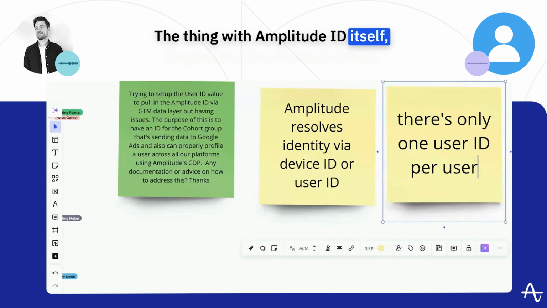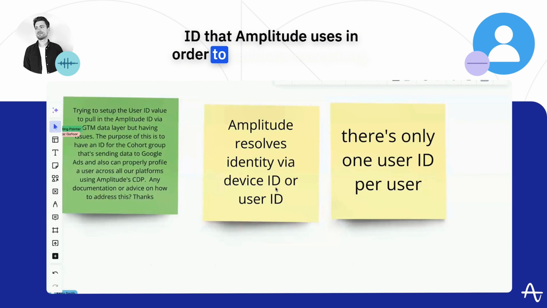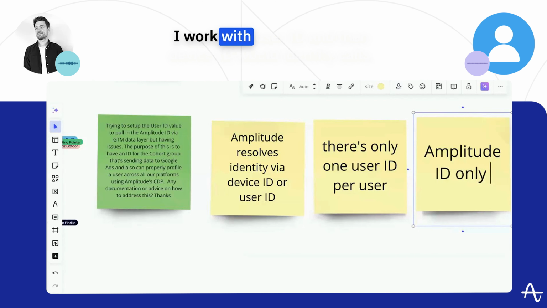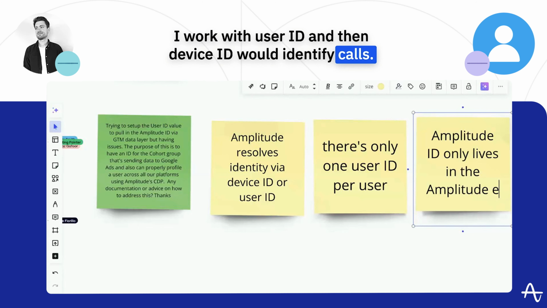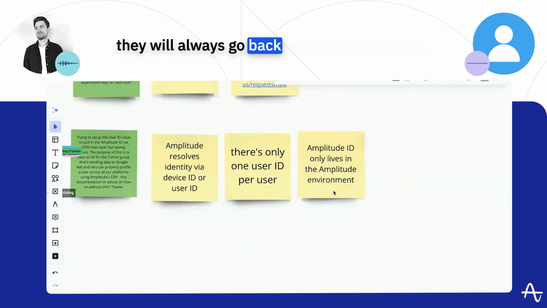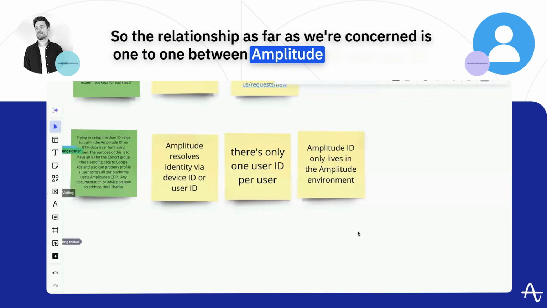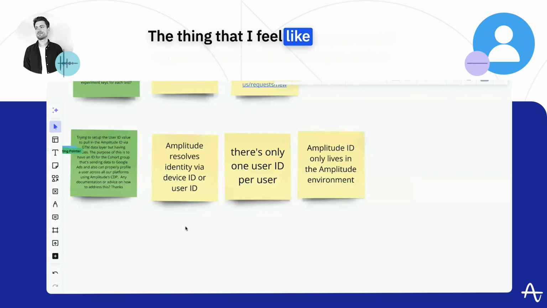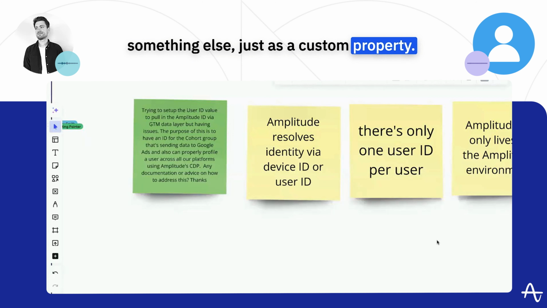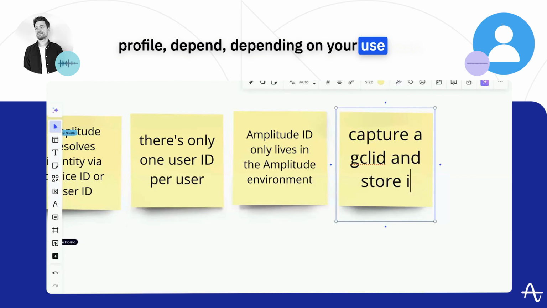Amplitude ID itself is the back office ID that Amplitude uses to calibrate everything. It's how a user is known within the Amplitude environment. I work with user ID and device ID with identify calls, and over time you'll have multiple device IDs linked to one user ID, and they will always go back to one Amplitude ID. So the relationship, as far as we're concerned, is one-to-one between Amplitude ID and user ID. What I feel you could do is capture the GCLID in a track call or something else, just as a custom event property, or even store it on top of the user's profile, depending on your use case.